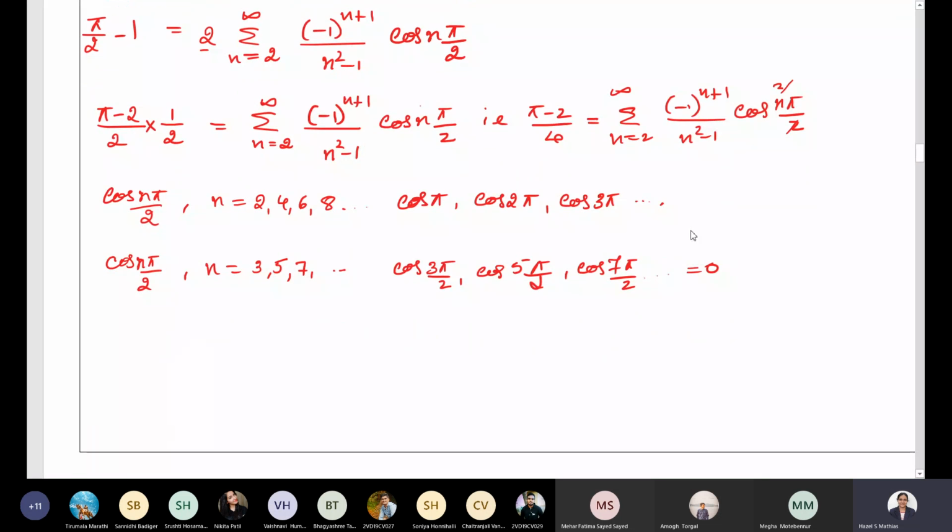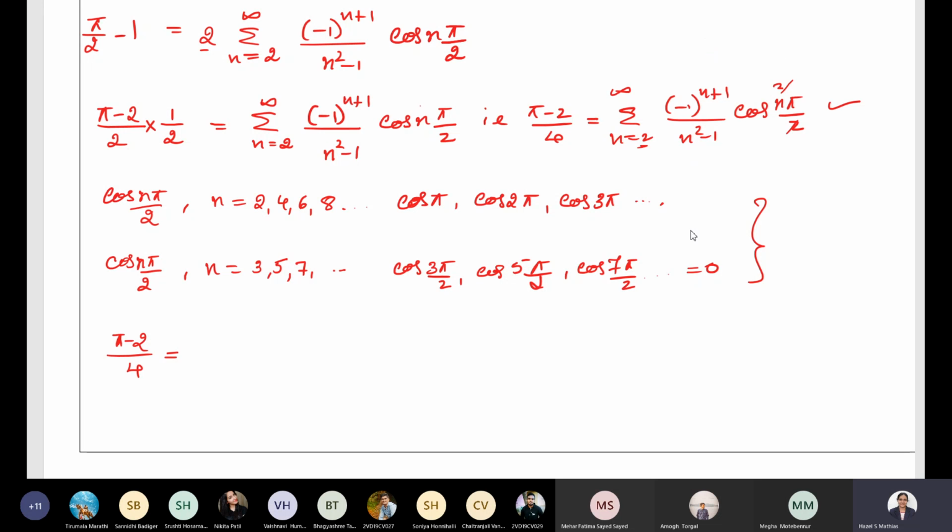Now substitute these over here. What do we get? Pi minus 2 divided by 4 is equal to, see, for all the odd numbers it is going to be 0. So we start from the even number 2. What happens over here? Minus 1 power 2 plus 1, so minus 1 power 3, so it is going to be negative, divided by 2 square minus 1. 2 square minus 1 is 1 and cos pi is minus 1. So it will be what? Tell me the answer over here.